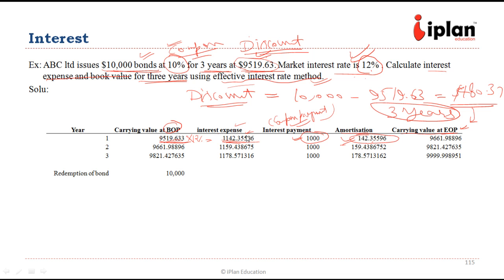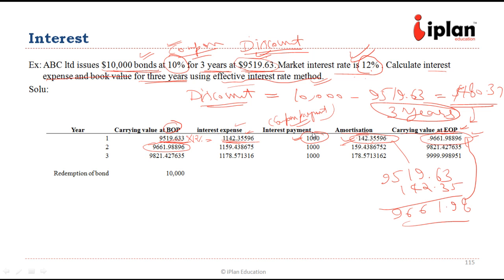Since we have not paid the interest we are supposed to pay, the remaining amount is added to our liability, which was the carrying value 9,519. So when we add 9,519.63 to 142.35, we get 9661.98, which is our carrying value at end of period. So this is carrying value at end of first year or beginning of second year. So this value is put here.